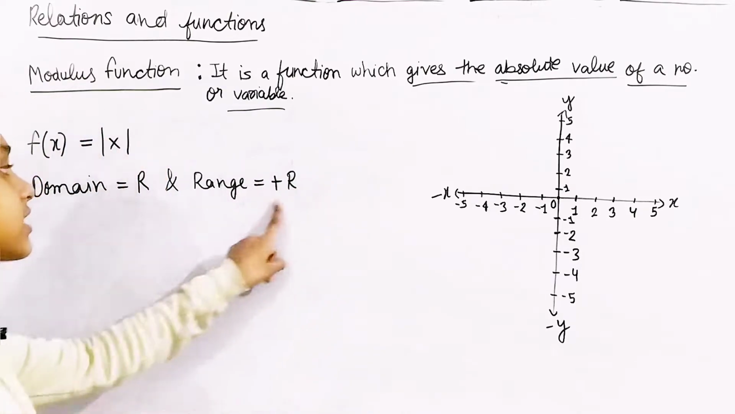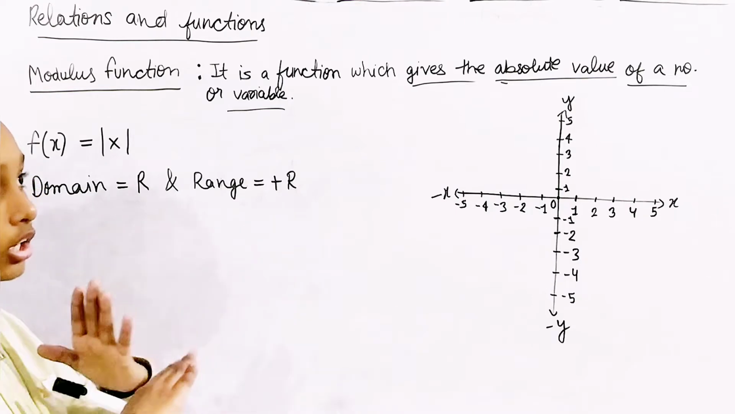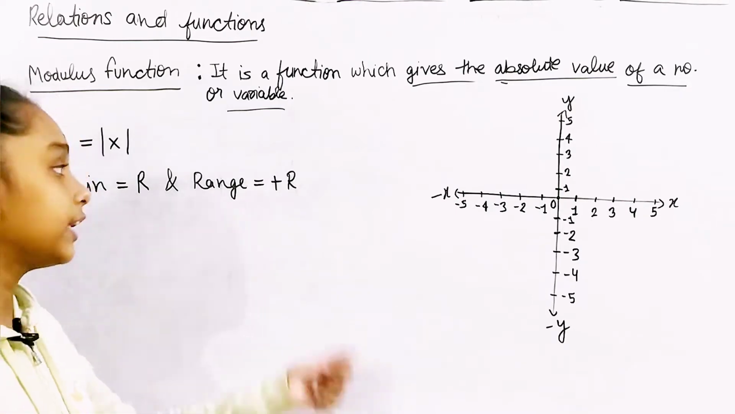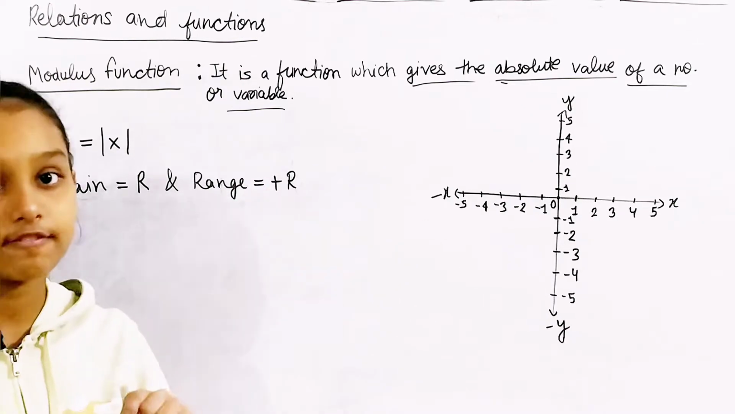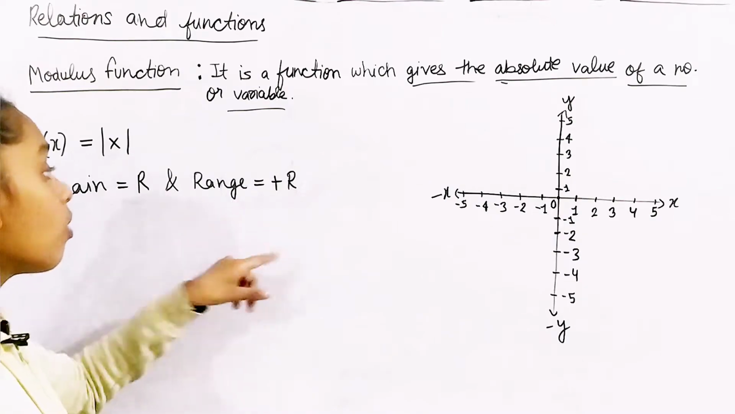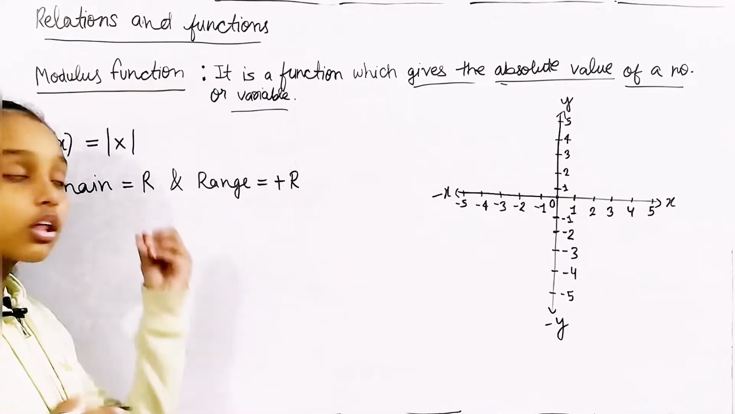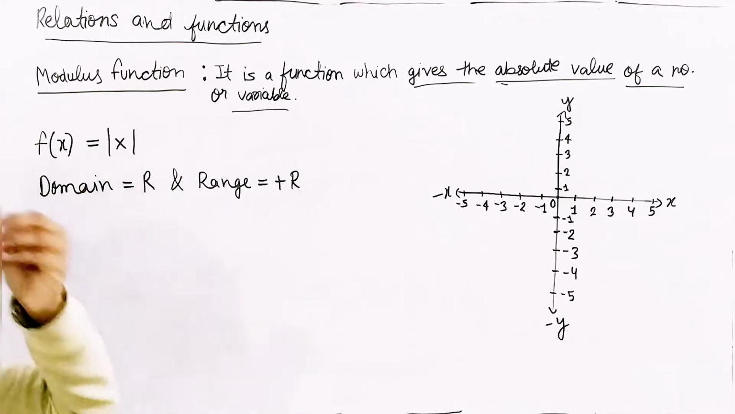So what does that mean? The positive real numbers means non-negative numbers will be included, like nothing negative, only everything's going to be positive. So only the positive real numbers. So the range is equal to the positive real numbers. What does this exactly mean?